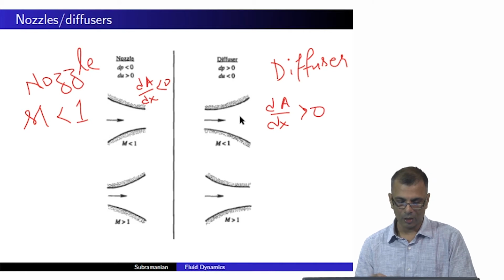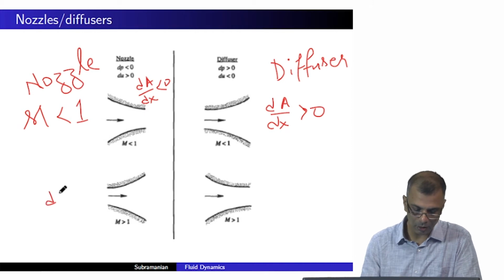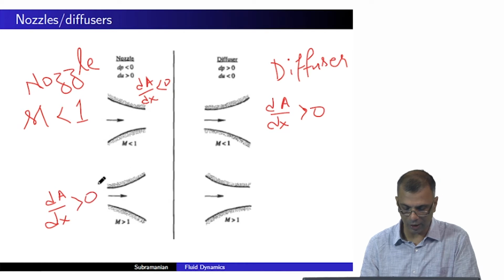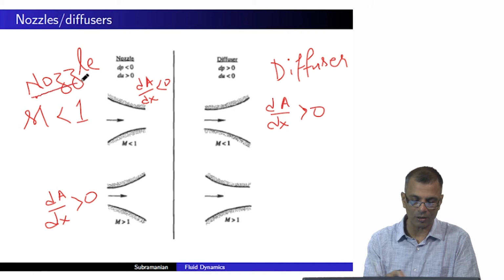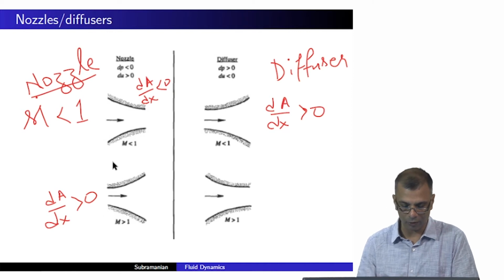intuition. For supersonic flows, however, it's this kind of a thing where dA/dx is actually greater than 0. It's a diverging channel. Okay, it's this kind of a diverging channel that acts as a nozzle. In other words, supersonic flows accelerate when they pass through a diverging channel. Therefore, a diverging channel acts as a nozzle for supersonic flows.